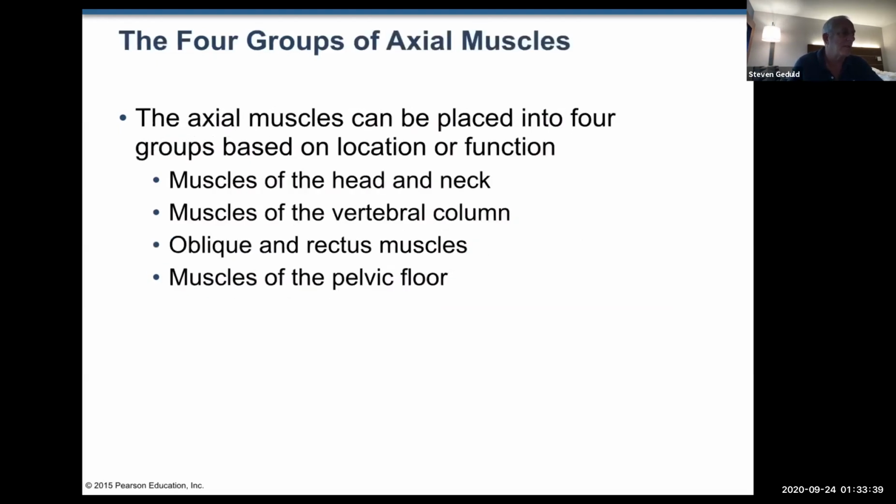Get that. Okay, so axial muscles can be placed into 4 groups based on their location or function. You have muscles of the head and neck, muscles of the vertebral column, oblique and rectus muscles. Oblique muscles are at an angle. Rectus are the muscles inside on your abdomen, straight up. And muscles of the pelvic floor. Those are your 4 locations.